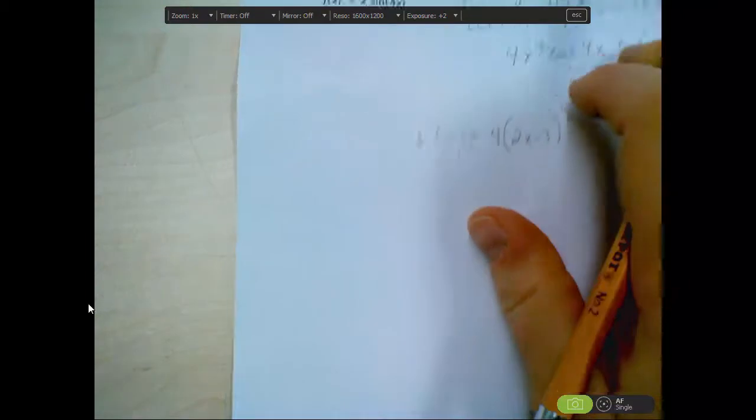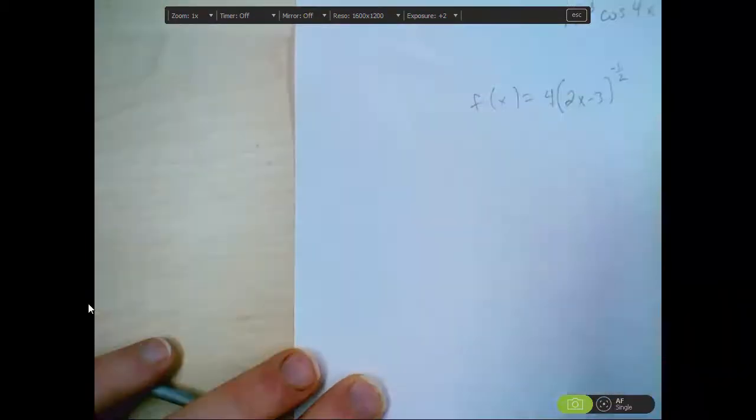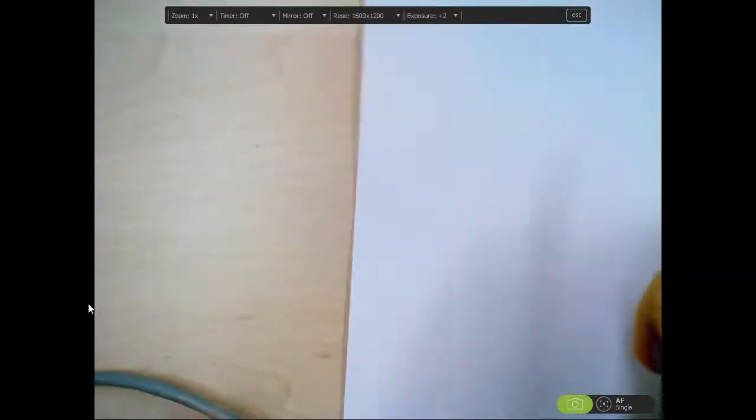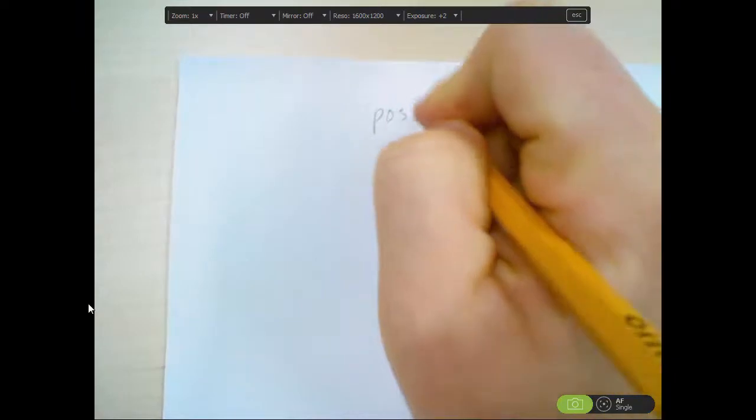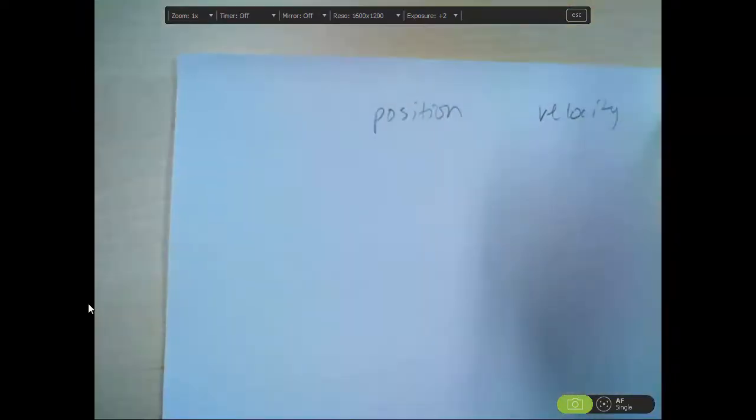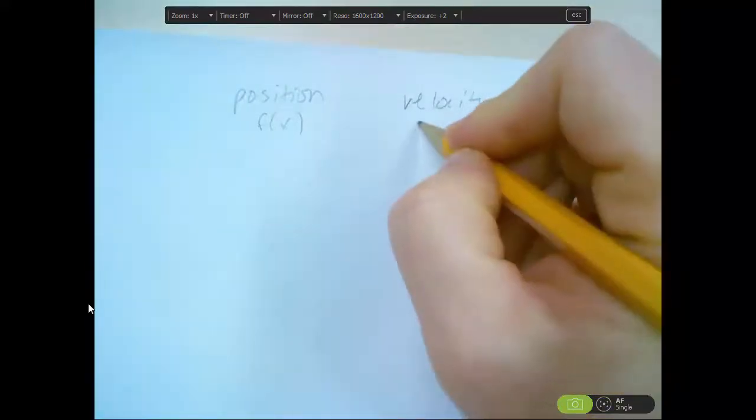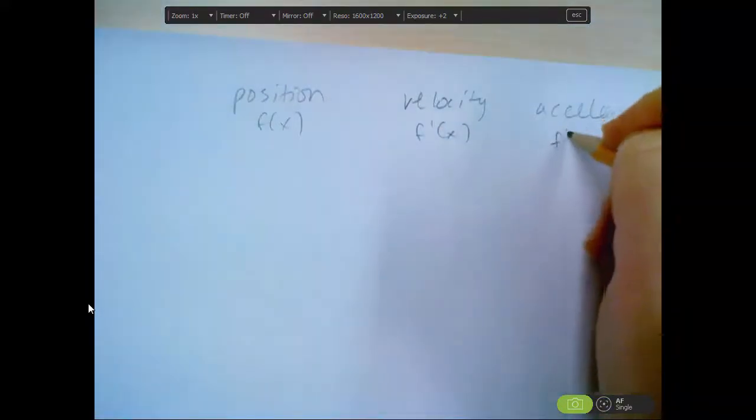A couple other things on your quiz. Understanding that when, this is what Megan asked for yesterday. Let's talk about position, velocity, acceleration. Okay, this is f of x, f prime of x, f double prime of x.